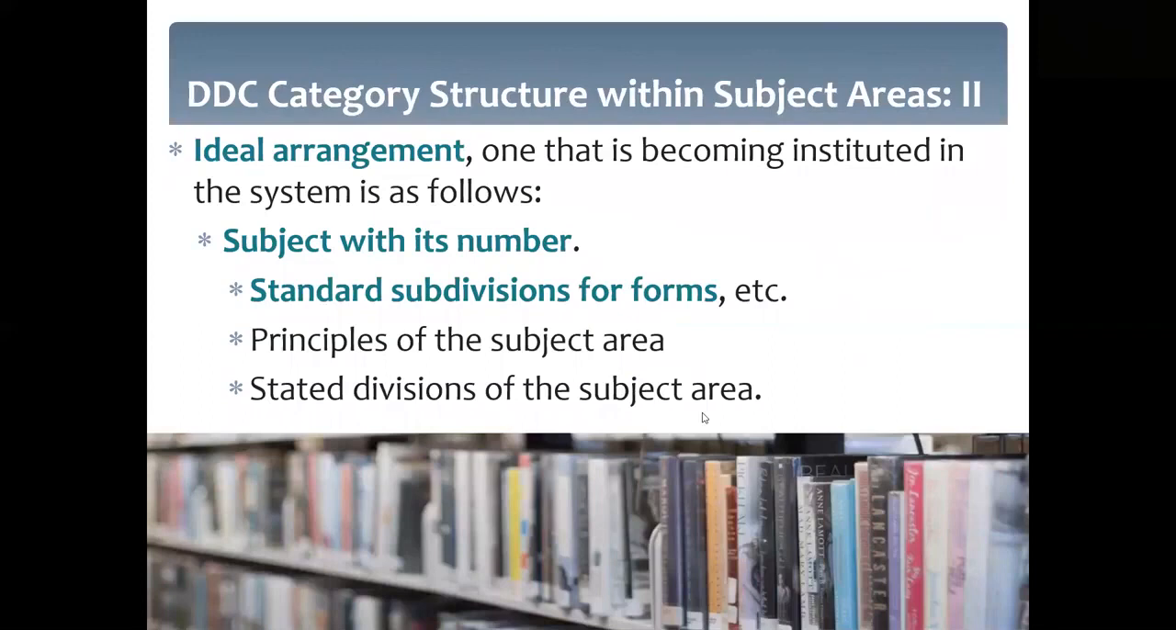So, of course, the ideal arrangement for Dewey is that you have the subject with its number. The main class is the subject, and we're talking big, broad buckets of subject, right? So subject and a number, and then you have these standard subdivisions, and those have their numbers, and then you have other areas, like principles, and then you have other subdivisions within that. Again, you're going to follow the hierarchy. I can't stress that enough.